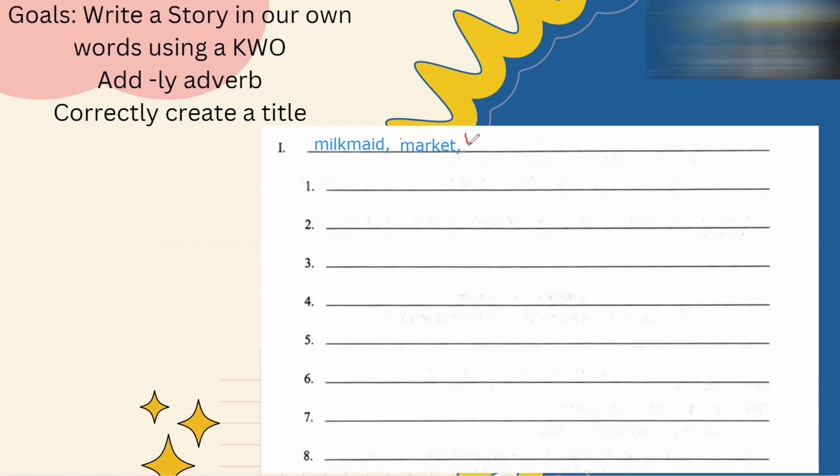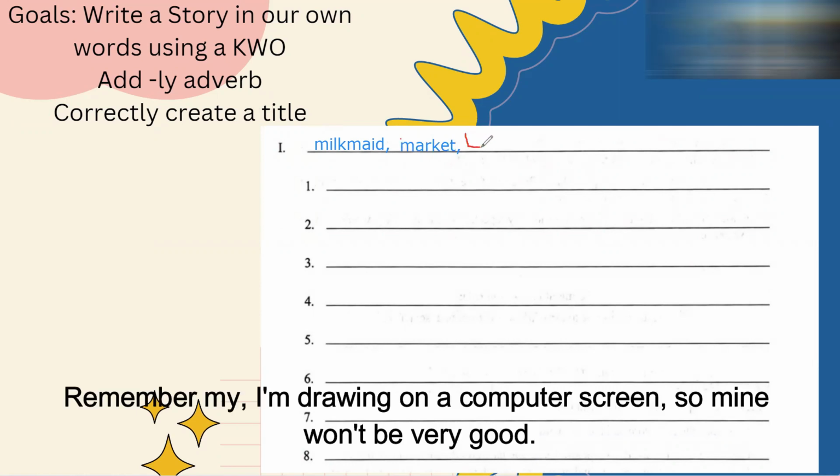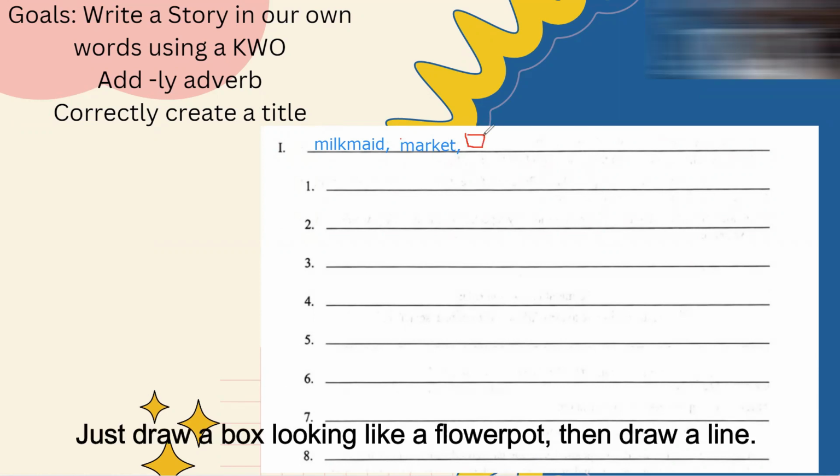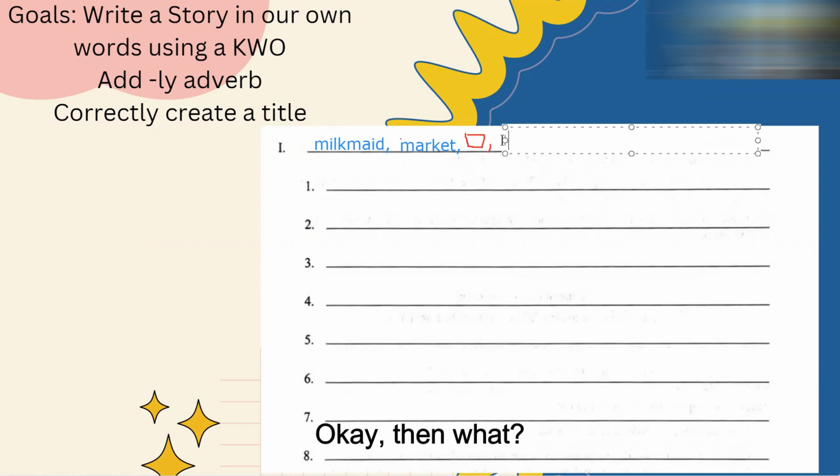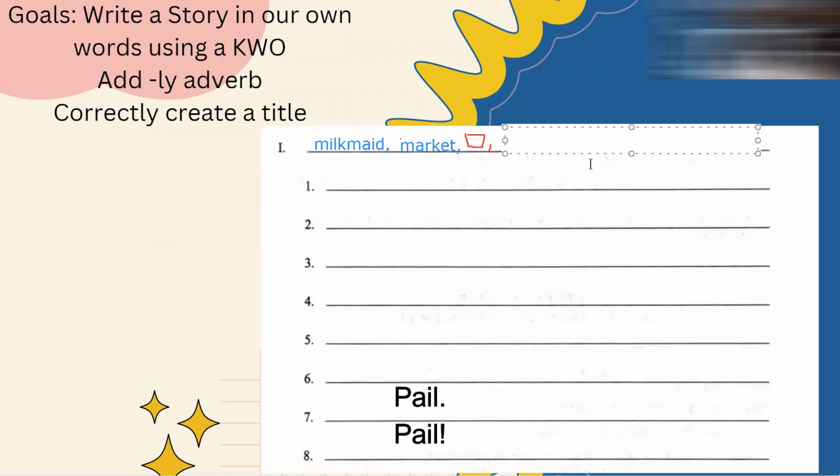Oh, okay. Remember, I'm drawing on a computer screen, so mine won't be very good. Just draw a box looking like a flower pot and draw lines. Okay. Then what? Milkmaid, market, pail. Pail.